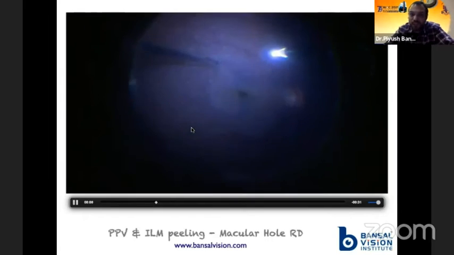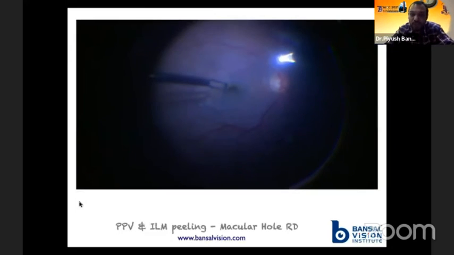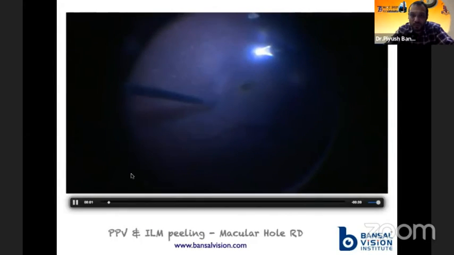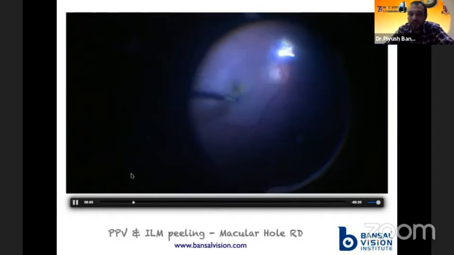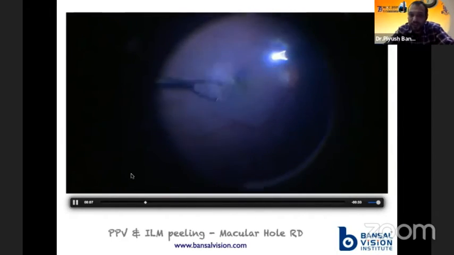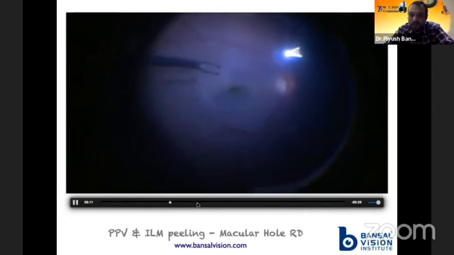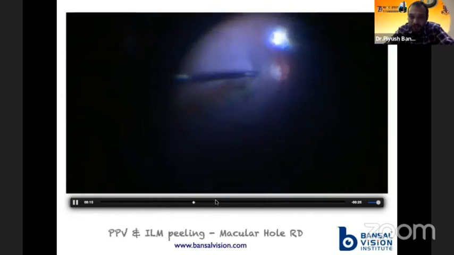If you have decent visualization, what one can do is peel without the help of PFCL in order to avoid any further complications than are already there. If I didn't have a good visualization, probably it's not a good idea to do it. After peeling the ILM, one just has to be a little more careful because it's a mobile retina and one can end up creating another break over there.